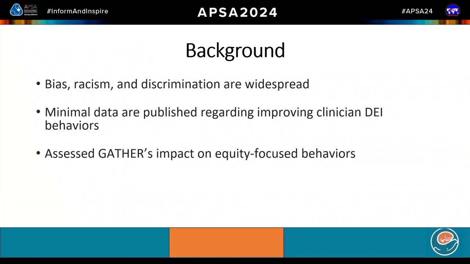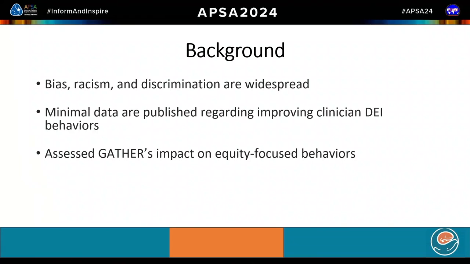So to begin, why do this work in the first place? Well, bias, racism, and discrimination are widespread within our healthcare system, and they have lasting impacts on not only our patients, but also the clinicians and trainees who care for them. It's imperative, at least we feel so, that as clinicians, we create environments that confront inequities and center on DEI in order to help change this.